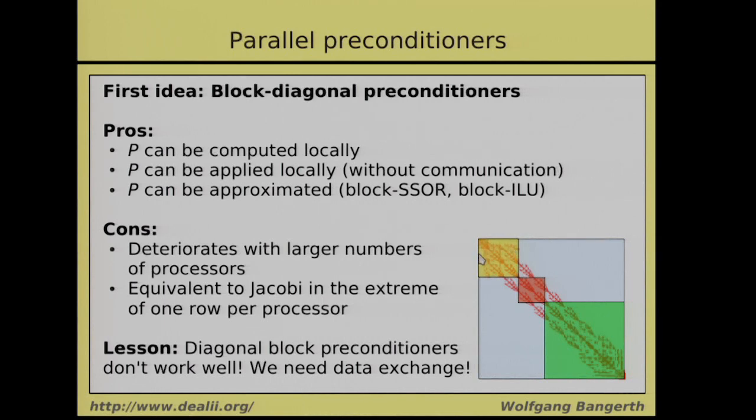So let's say the yellow processor stores the rows from here to here, the red one from here to here, and the green one from here to here. And of course, they store the entire row, not just these diagonal blocks. But what we can do is, for example, we could have a preconditioner that on every processor takes the inverse of this block, assuming that it exists, or let's say an ILU or something.